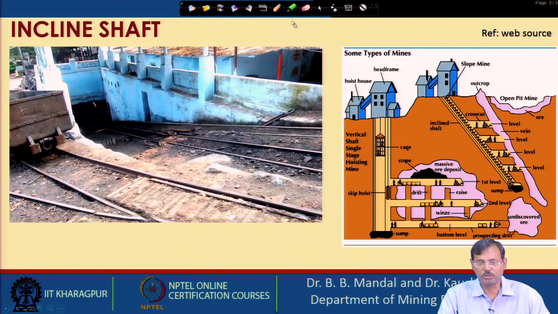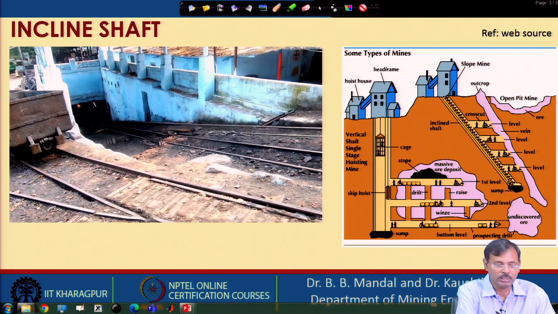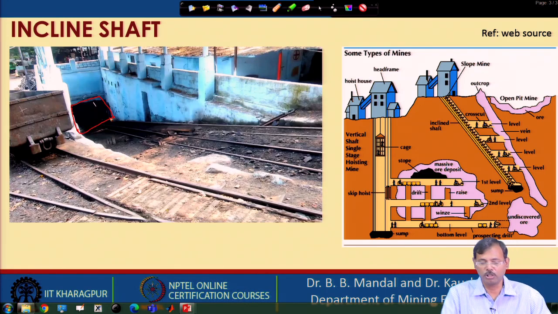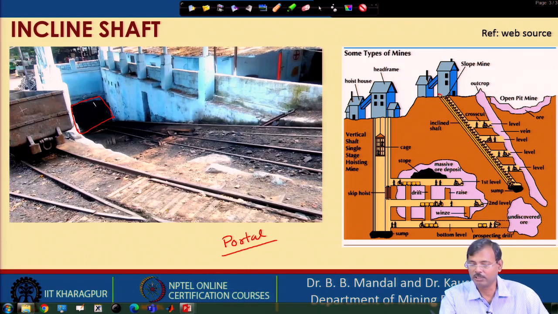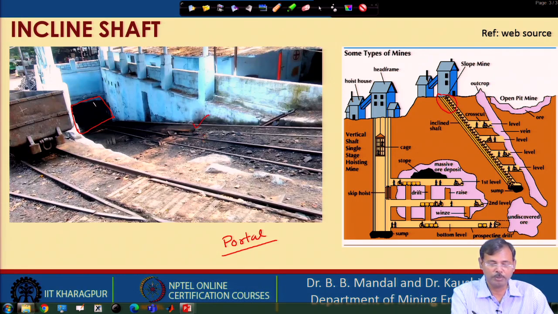So, this is in general an incline shaft. You can see this photograph of one incline shaft, where you can see that this is the opening. Remember these openings are called portals. So, this is the portal of the incline shaft. In this figure, this is the incline shaft, and you see the rails are provided in this shaft, and we allow this type of wagons or skips to move on this.